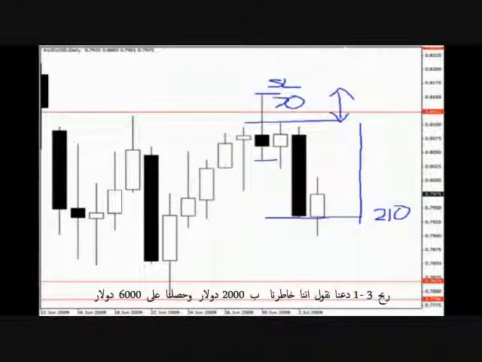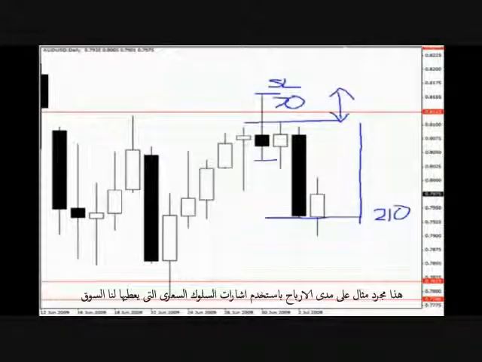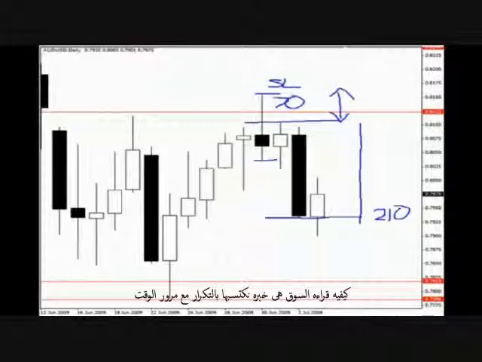So a 3-to-1 winner: let's say we risk $2,000, it has made $6,000, and you can make that a risk of $100, and it's made $300. It's just an example of risk reward and how to trade the price action signal that we've been given by the market. It's how you read the market. There is a degree of interpretation. It comes with experience and screen time.